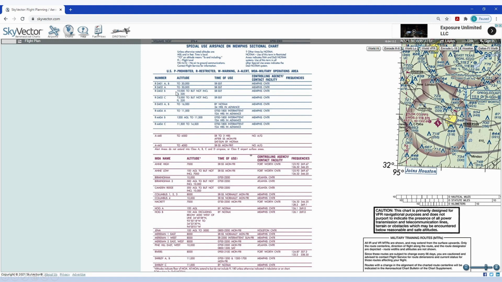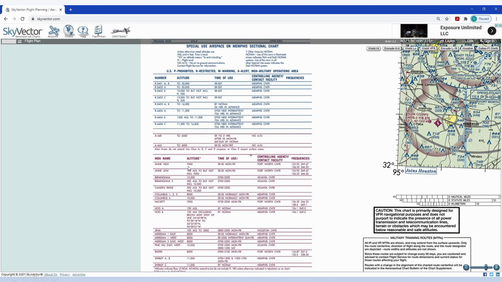It generally, on the restricted area, the blue areas, it gives you the altitudes in pretty plain language. So like for 2402B, it goes from 10,000 up to, but not including flight level 220 or 22,000 feet. Some of the areas may be active by notices to airmen, so you would have to contact either Memphis Center or a flight service station to know if those areas are active.